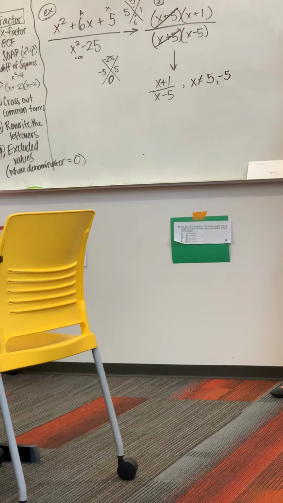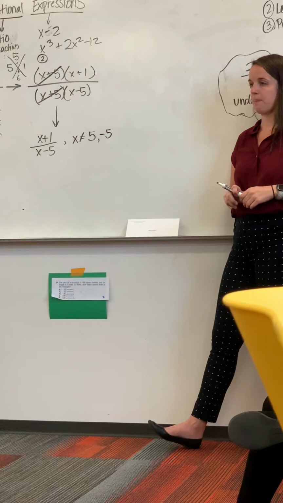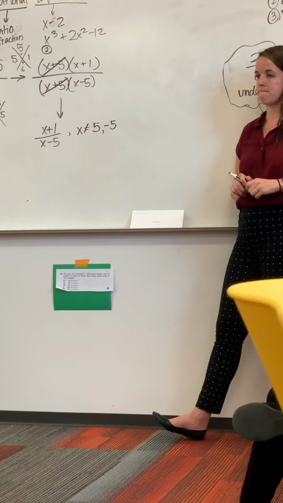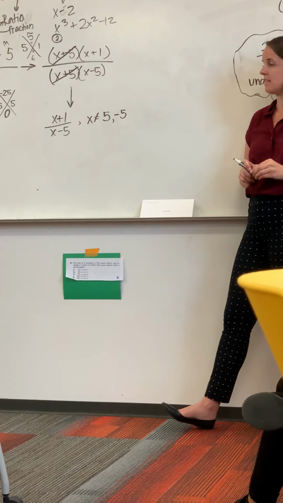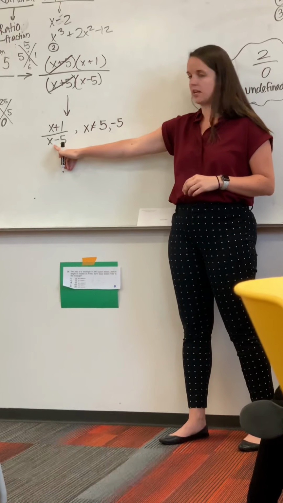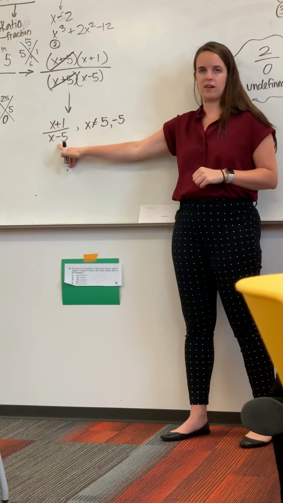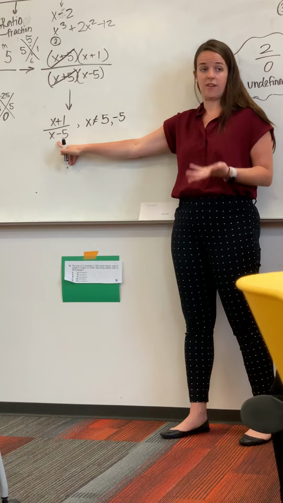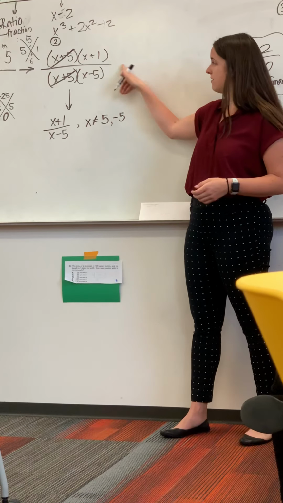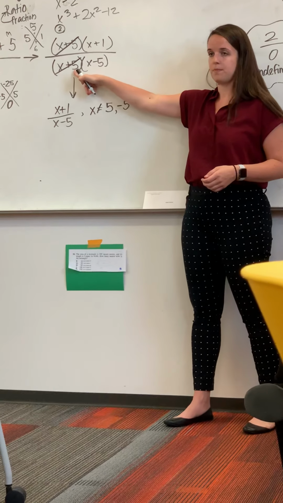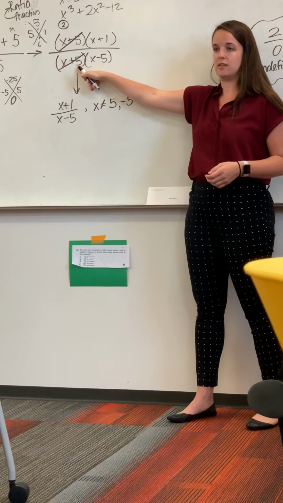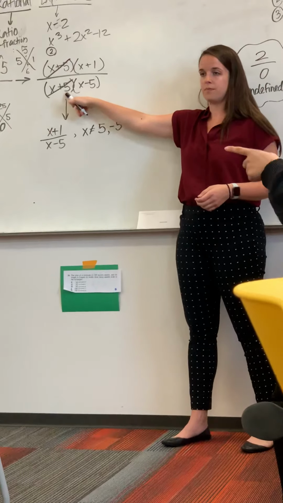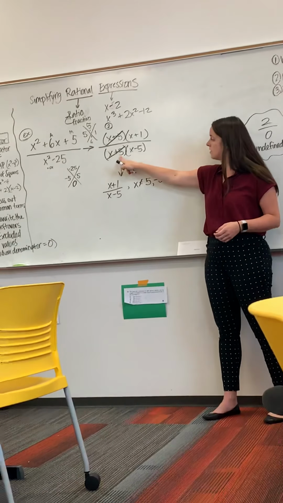Does anyone have any idea where I got negative 5 from? If I put negative 5 in here, is that okay? Yeah. Negative 5 minus 5 is negative 10. That's fine, right? What about if I put negative 5 in the original problem? It's still going to be 0, right?